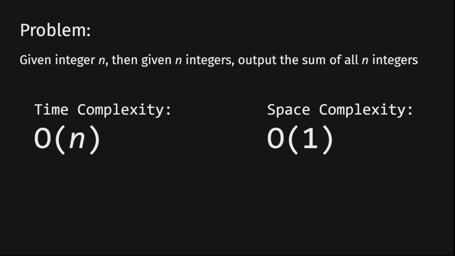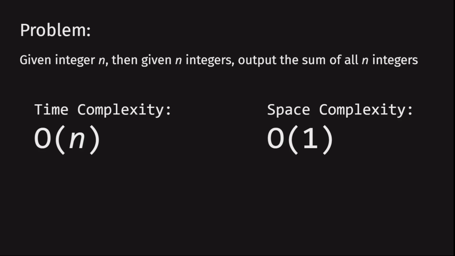The idea is that as n increases, so will your amount of operations. So for example, if n was 1 million, you would have to take a new number in as input and then add it to your running total 1 million times. Therefore, 1 million operations.